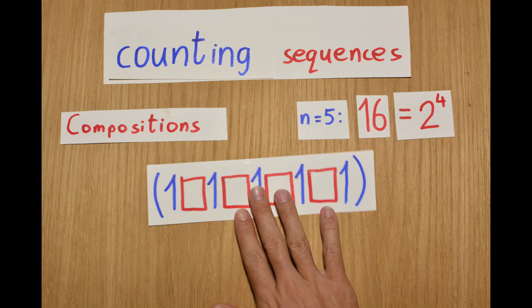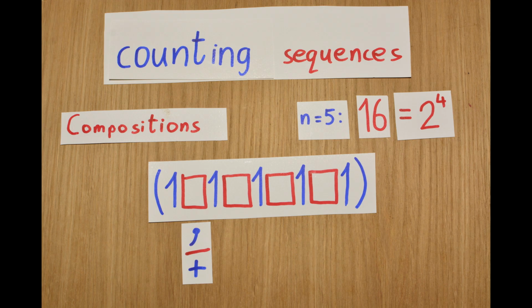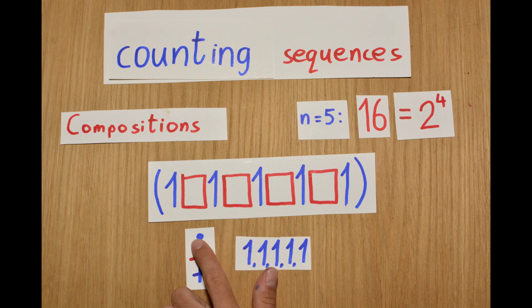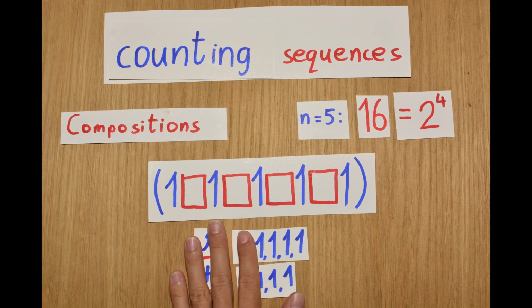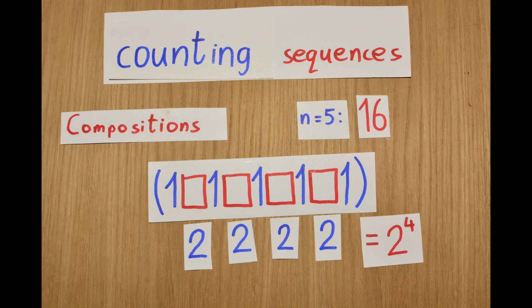Let's start with n ones and try to build a composition from them. For each red box we have 2 choices. Either write a comma to signify we are moving on to a new number, or write a plus to signify that we are adding the left and right numbers. For example, in the first red box we can either put a comma, which leaves the 1 at the beginning, or put a plus, which adds the 2 ones together into a 2. We make the same choice 4 times, so 2 to the 4th.